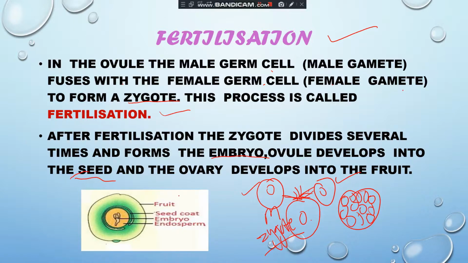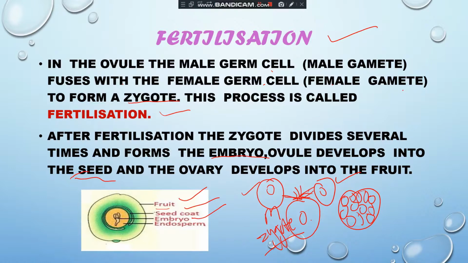You can see over here the outermost, the ovary. So ovary converts into the fruit, then the ovule develops into the seed, and the zygote develops into the embryo. Embryo means the baby plant. So when we germinate the seed, what happens? The embryo will develop into a baby plant. Understood, students? Further that, what are the changes that take place? What is double fertilization? I will explain you in my next class.